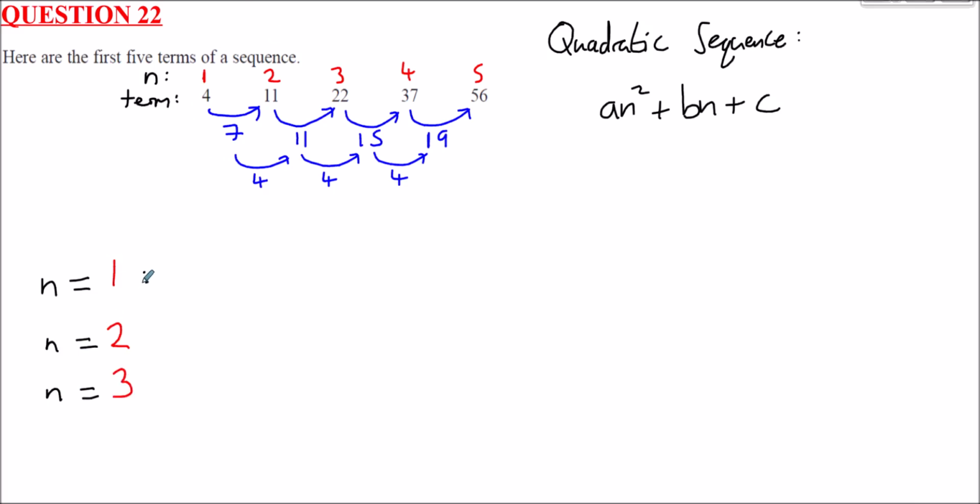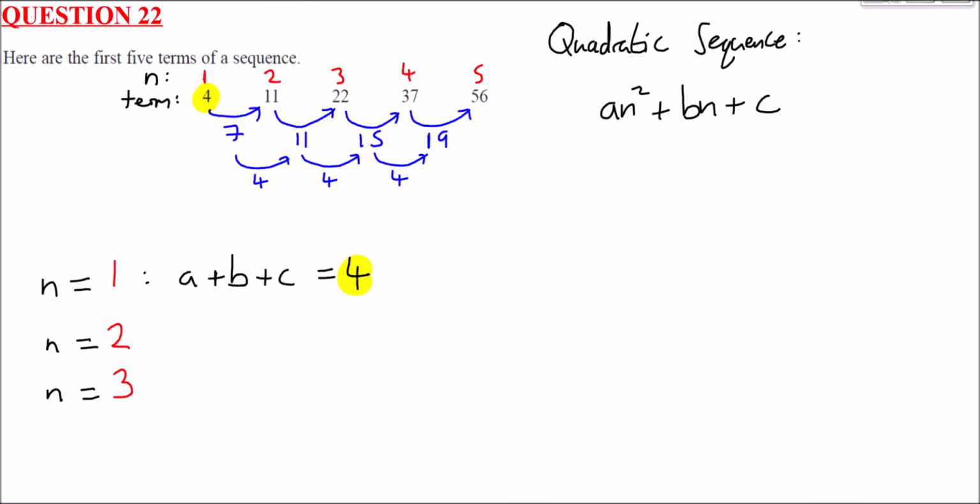So when n is 1, we just plug in the value of 1 in place of n. So an squared just becomes a, because a times 1 squared just means a times 1, which is a. bn becomes b times 1, which is just b. And c is just going to be c. So when n is 1, the term of the sequence is 4, because that's the first term. So we can just highlight that as so.